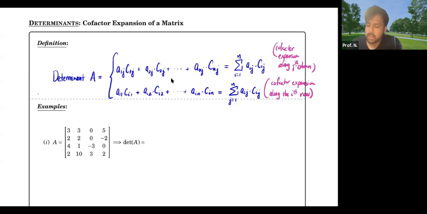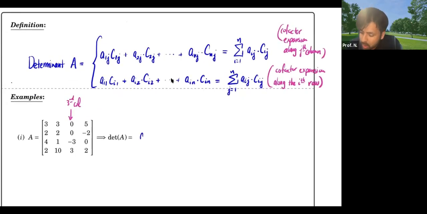In this case, it seems apparent that we should go along the third column. Now, what does that look like if I go along the third column? Well, if I apply the formula, I'm going to take A1.